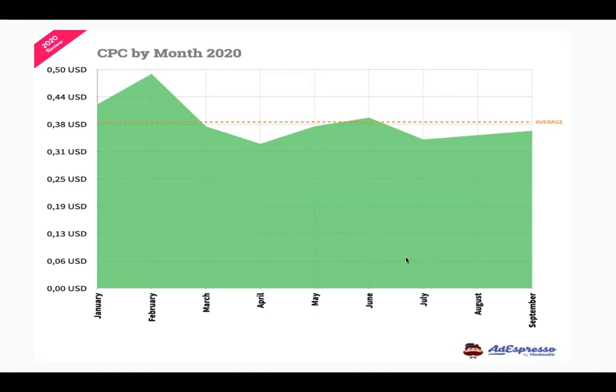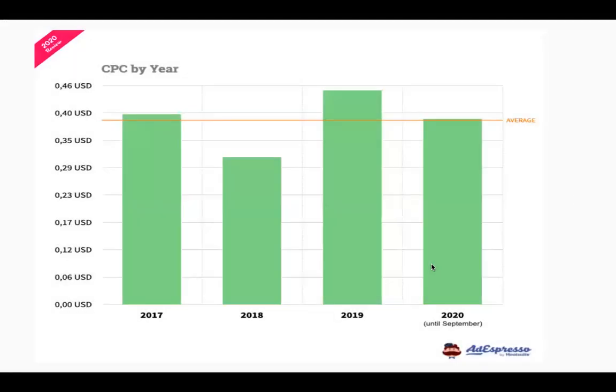I hope we are together on that. So let us go to cost per click per year. Cost per click per year in 2017 was here. In 2018, it dropped. I think the usage dropped. In 2019, it rose. In 2020, until September, when this report was released, it is here at 0.4. So that's the rate per year.